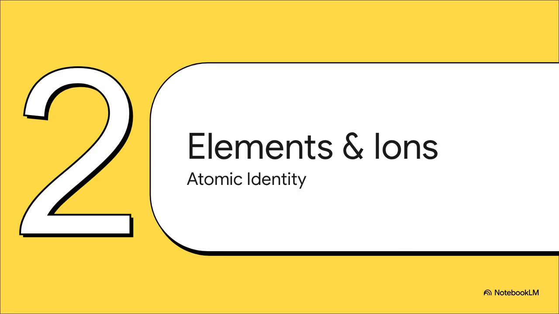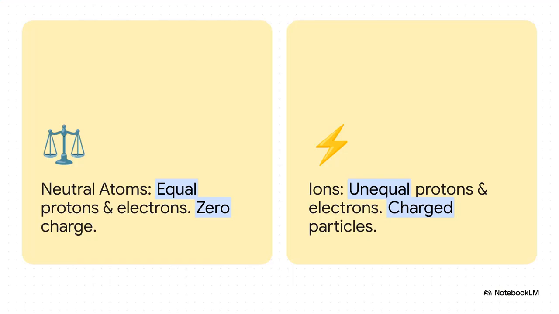Moving on to section 2, elements, ions, and charge. What actually gives an atom its identity? What makes a carbon atom act like carbon, or oxygen behave like oxygen? It honestly all comes down to those heavy little protons. The number of protons is called the atomic number, and that is the defining trait of an element. If you have 6 protons, you are carbon. End of story. Now, in a neutral atom, the number of positive protons perfectly balances the negative electrons.